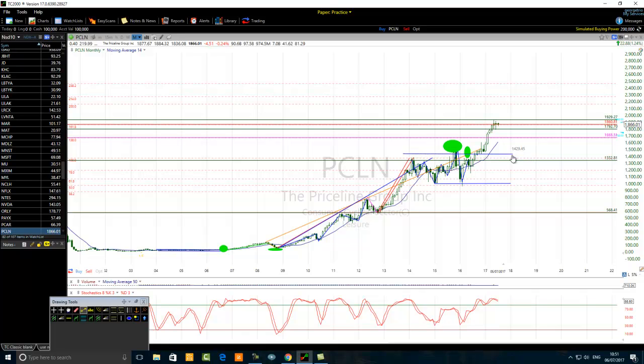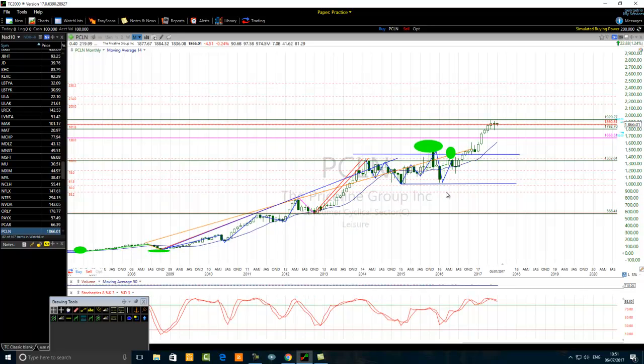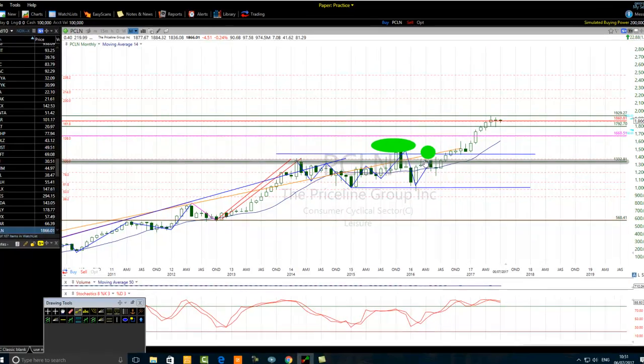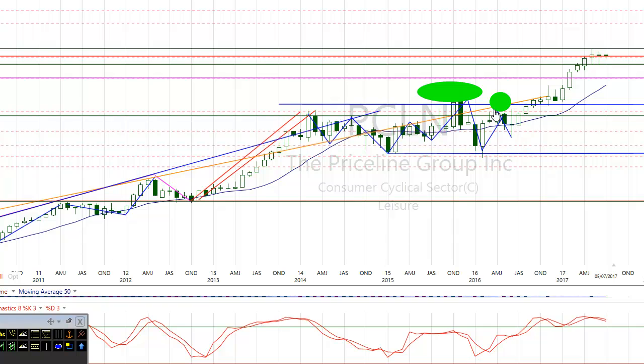So for the higher degree wave count, that flat correction that we have here is the fourth wave of a higher degree. So what we see happening now is the fifth wave of a higher degree. It looks to me that it has been subdivided into a five-wave Elliott structure, 1, 2, 3, 4, 5. We are now in the fifth wave of a higher degree.